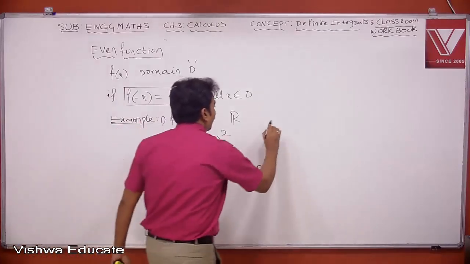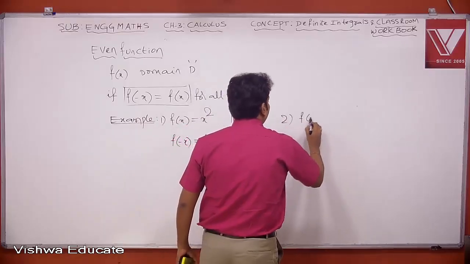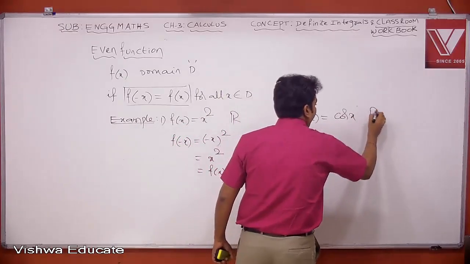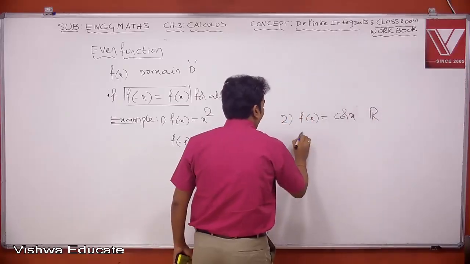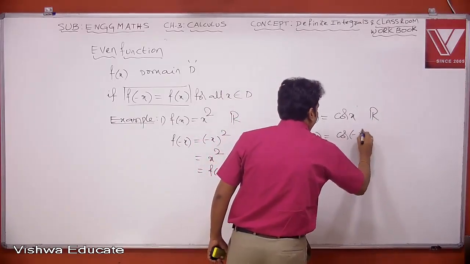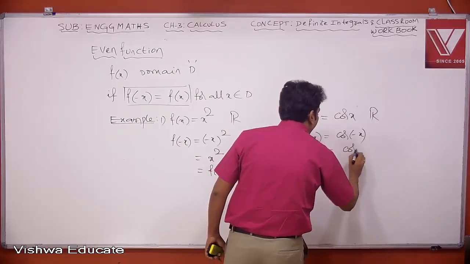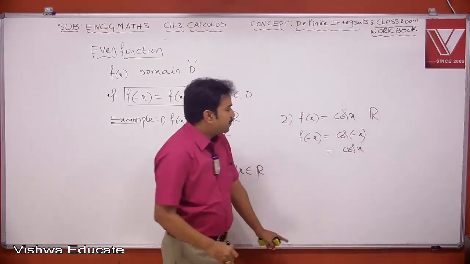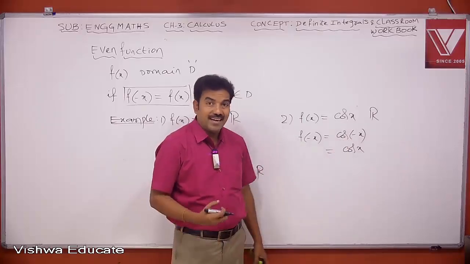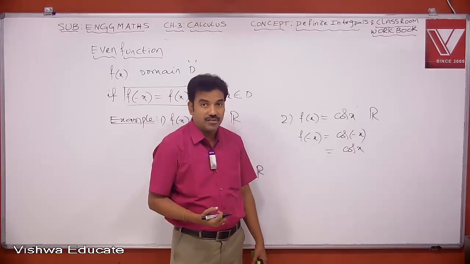When you take f of x equal to cos x, here the domain of cos x is again real numbers. Now replace x by minus x. This is cos of minus x. This is again cos x, because when you go to the series expansion of cos x, it contains only even powers of x.